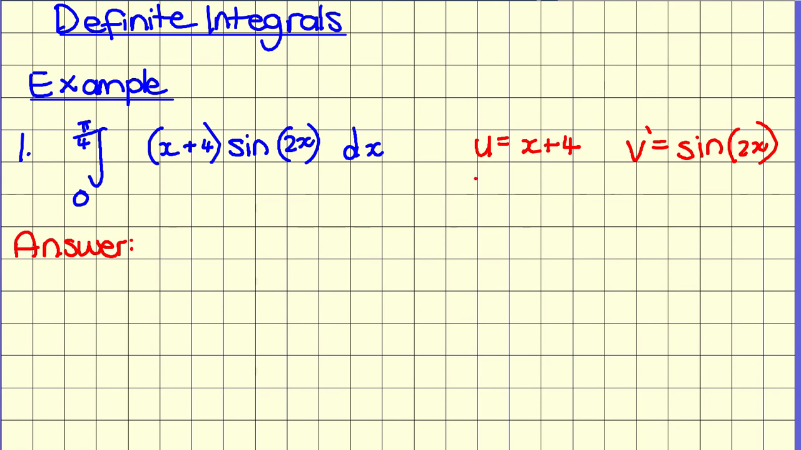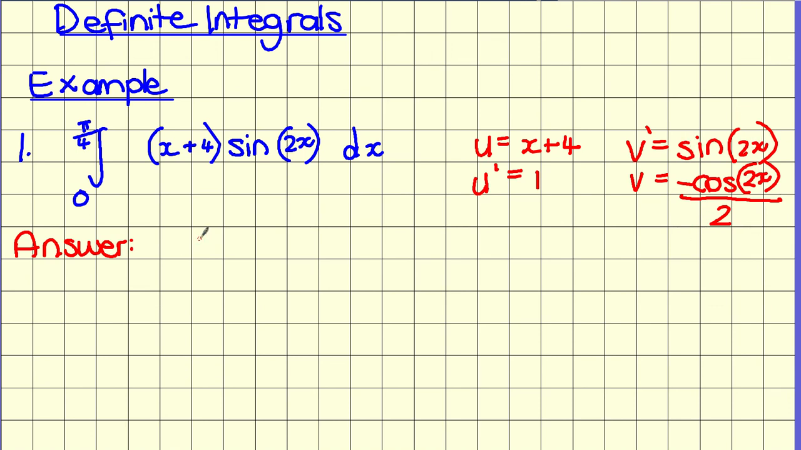Okay, you know the drill by now. You're going to differentiate this part. So u dash is, if you differentiate x plus 4, you just get 1. And on this side, we're going to integrate the v dash to get v. So if you integrate sine, that's going to go to negative cos. So negative cos, still got your 2x in here. And because you're integrating, you divide by the derivative of the bracket there. Okay, so that's what you get if you integrate sine 2x.